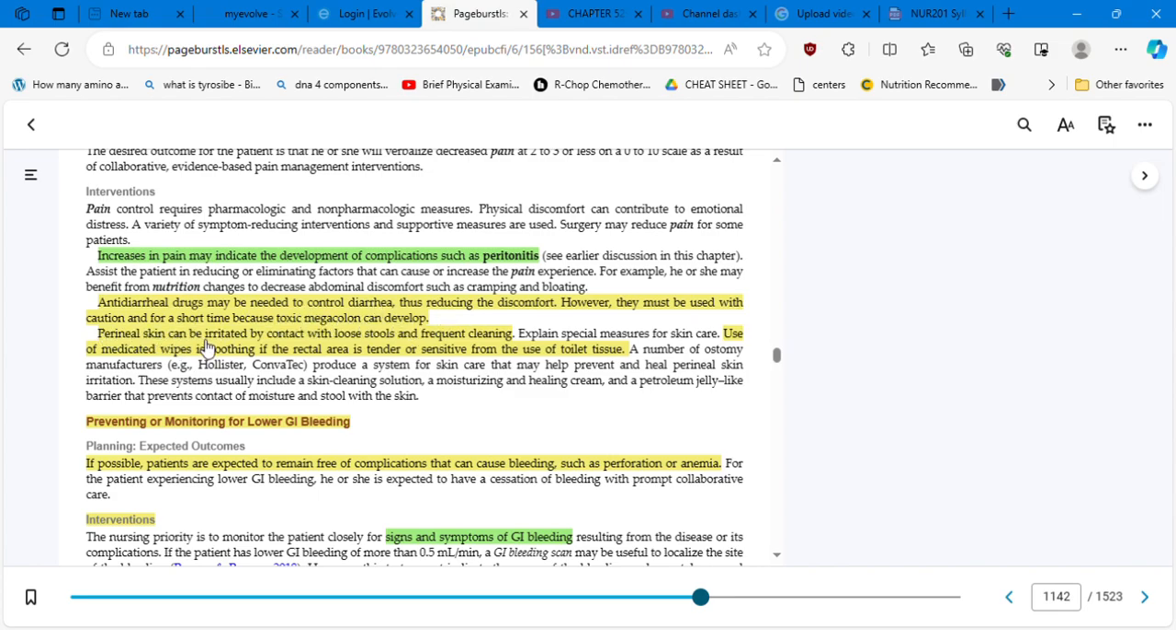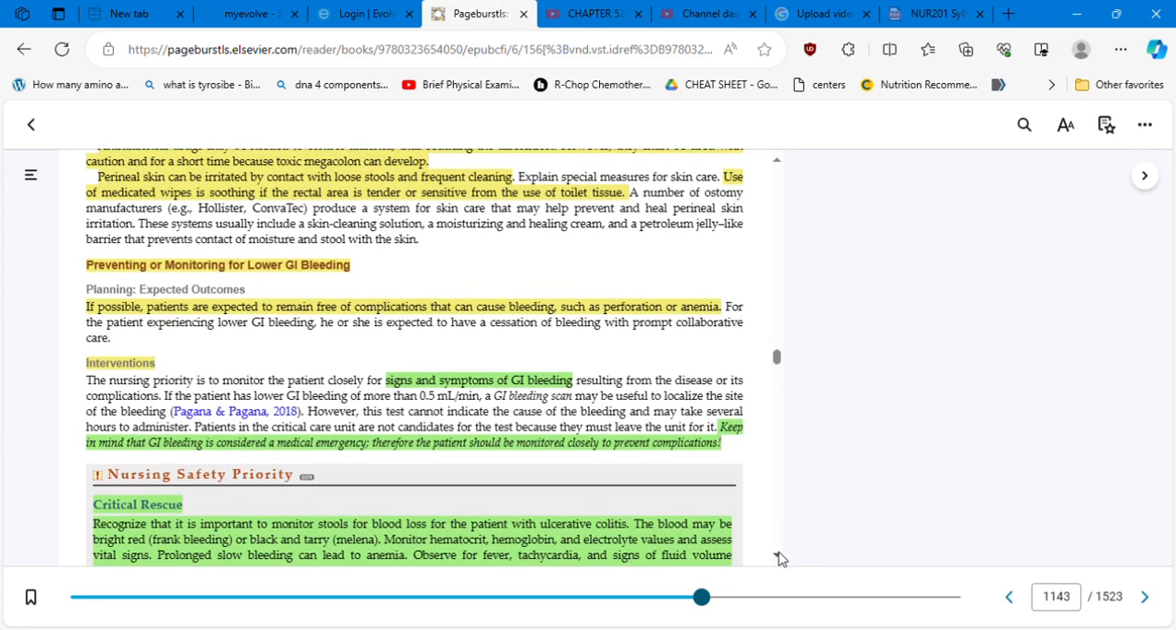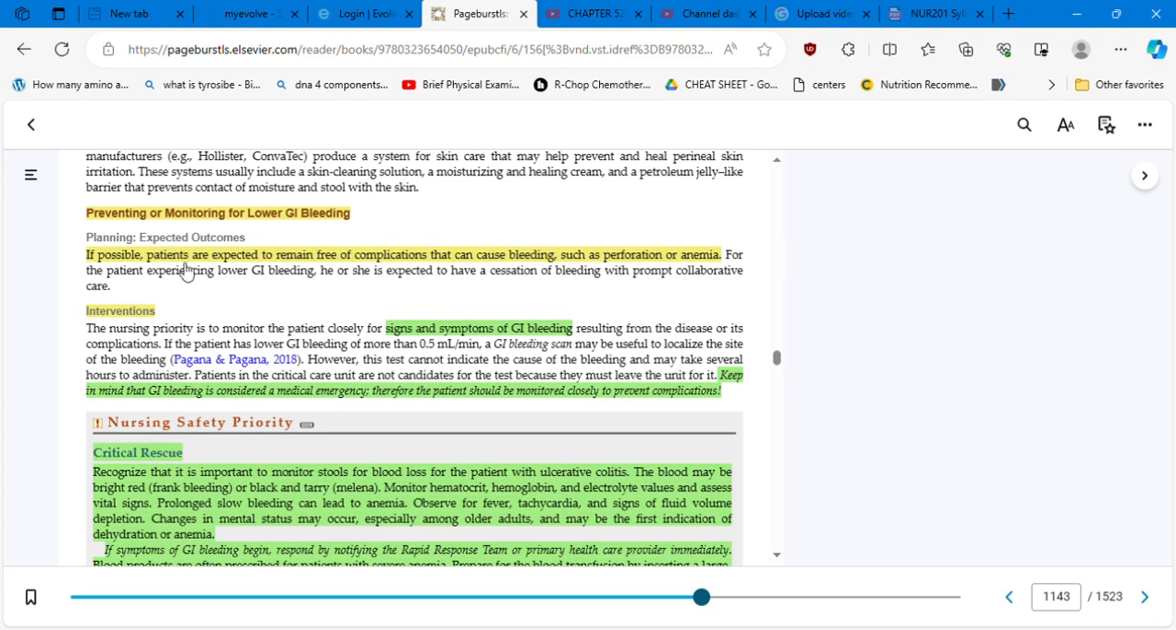Perineal skin can be irritated by contact with loose stool. We know that. Use medicated wipes. Is soothing if the rectal area is tender or sensitive from the use of toilet tissue. Preventing, monitoring for lower GI bleeding. If possible, patients are expected to remain free of complications that can cause bleeding, such as perforation or anemia.